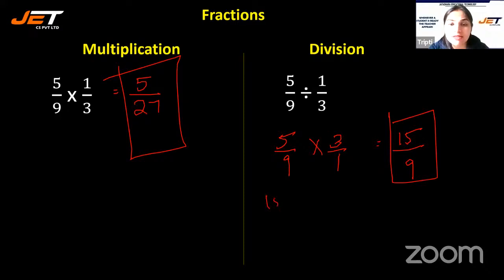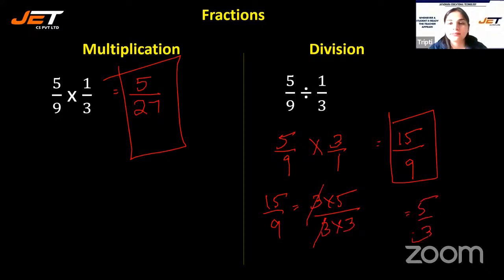But this can further be simplified. I can write it as 3 times 5 is 15 and 3 times 3 is 9. So the answer is 5 by 3. Got it? Okay, let's move on.